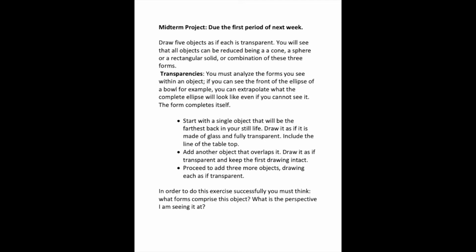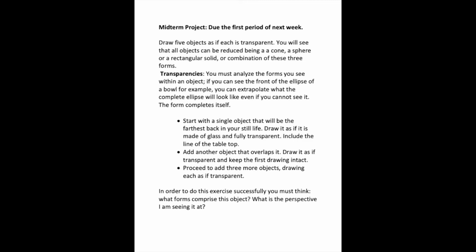To get transparencies, you must analyze the forms you see within an object. If you can see the front of the ellipse of a bowl, for example, you can extrapolate what the complete ellipse will look like, even if you cannot see it. The form completes itself.